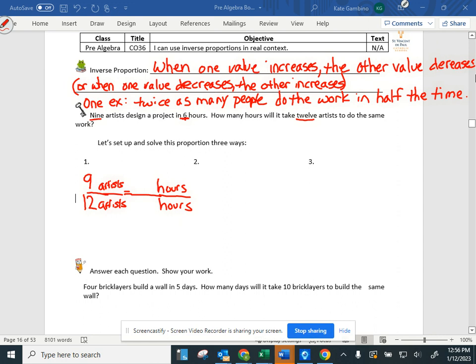This is a type of proportion. It's an inverse proportion. It's not the ratio. This is an inverse proportion. So if we had 9 artists, we're going to put diagonally, because remember we've got those cross products. 9 artists would go for 6 hours. 12 artists would be how many hours? So I'm going to put my N for the number of hours.